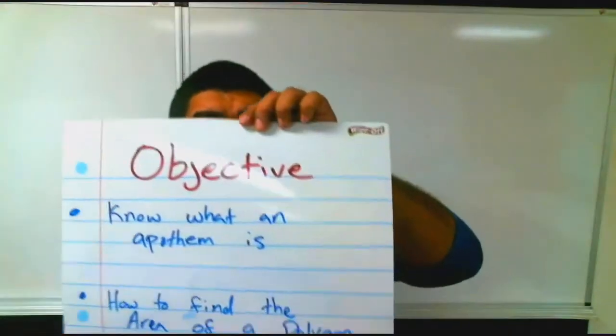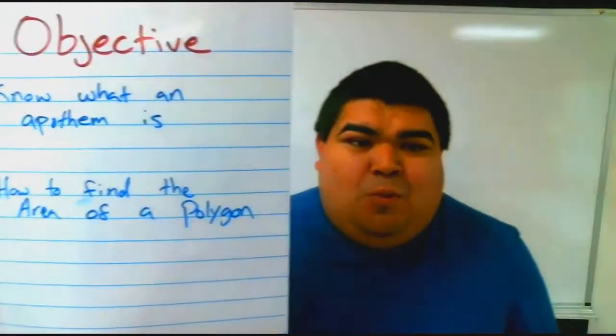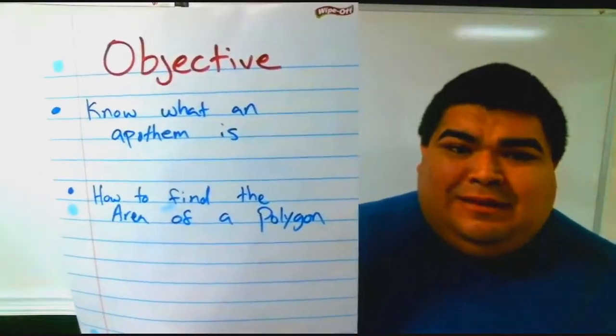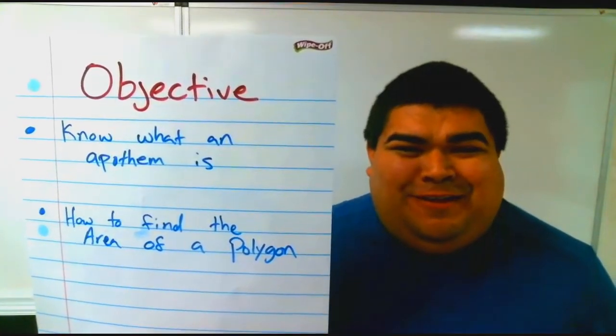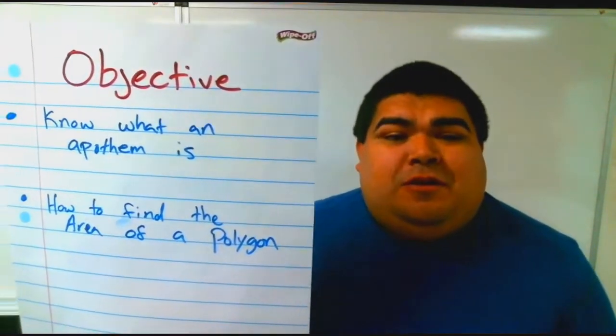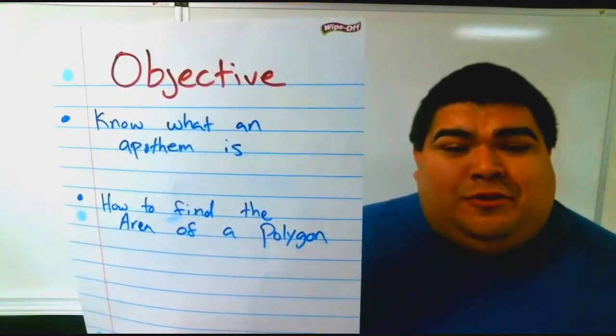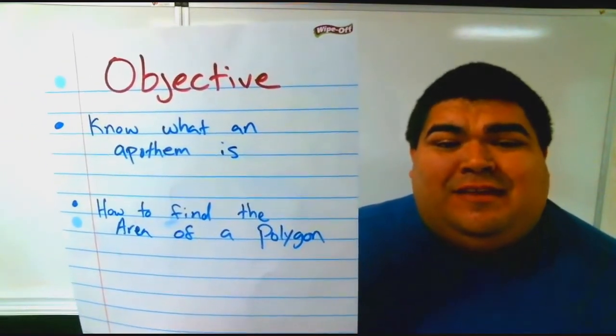The objective is to know what an apothem is. It's a fancy word, it's a math word. Also, to learn how to find the area of those polygons.